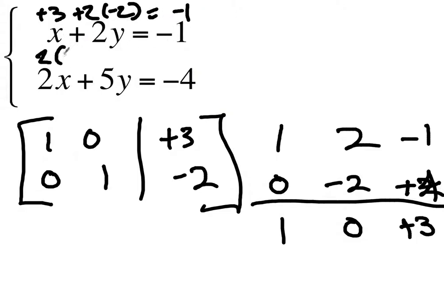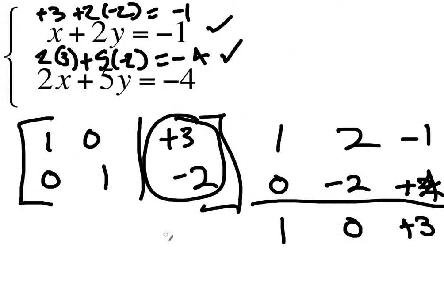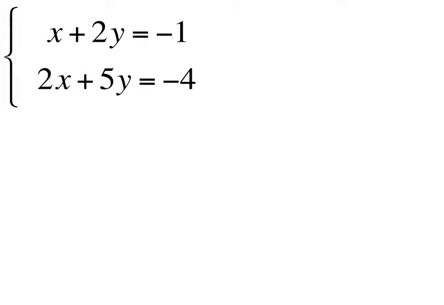Let's see if it works here. 2 times 3 plus 5 times negative 2 is equal to 6 plus negative 10, which does equal negative 4. So now it works in both. Here are our solutions. So I'm going to do one more example.